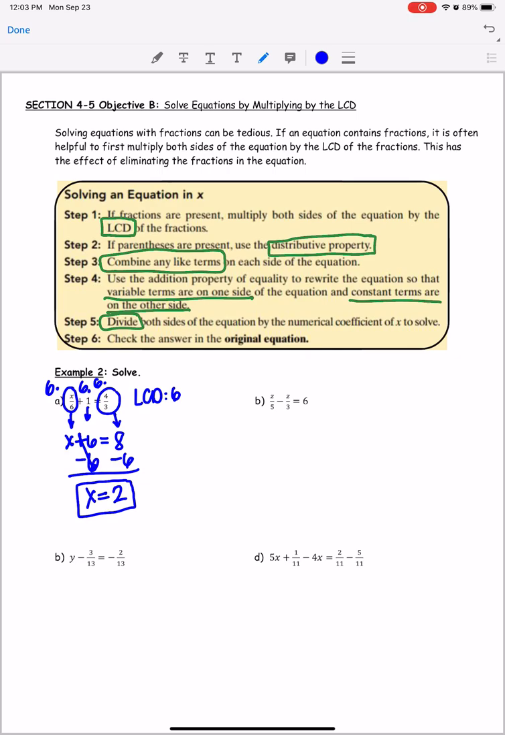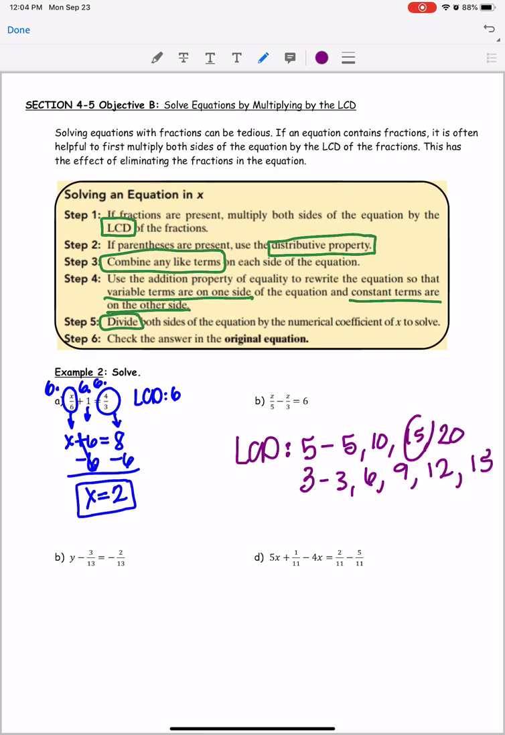Okay, let's try again. So on B, find your LCD. Again, I really hope that you guys can look at that and see what your LCD is. But in case you can't, list out your multiples. My 5, that's 5 times 1, 5 times 2, 5 times 3, 5 times 4. For 3, we've got 3 times 1, 3 times 2, 3 times 3, 3 times 4, 3 times 5. I now have something in common, that 15.